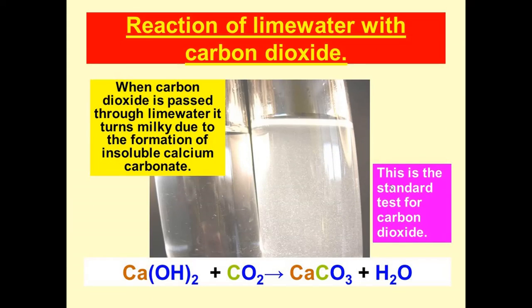Here again in this image you can see the reaction of lime water, calcium hydroxide. When carbon dioxide is passed to calcium hydroxide, lime water, it converts into a new product called calcium carbonate and water. Since new products are formed here, this is an example of a chemical change.